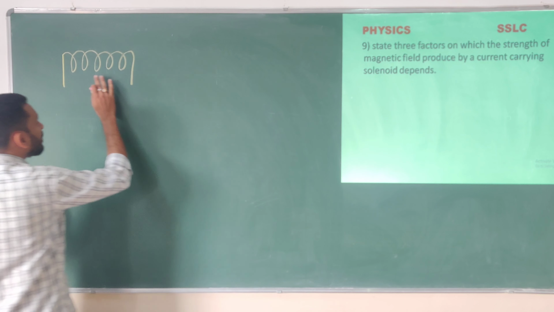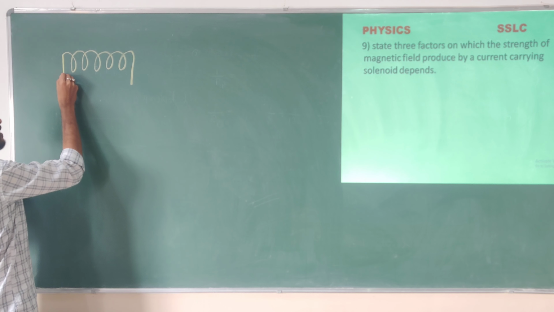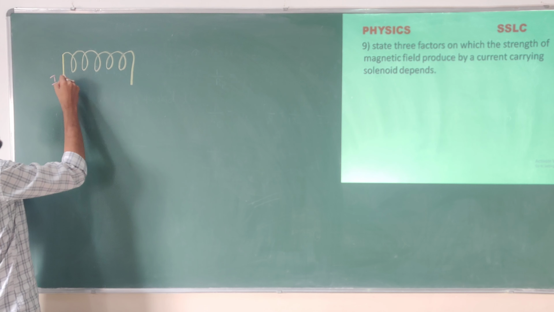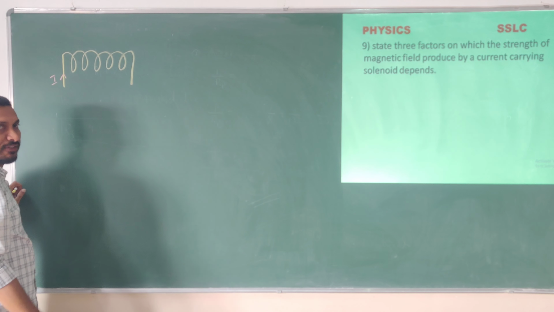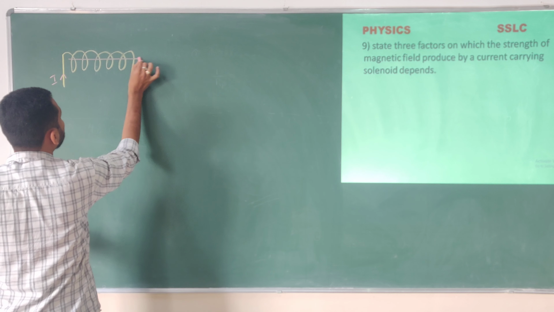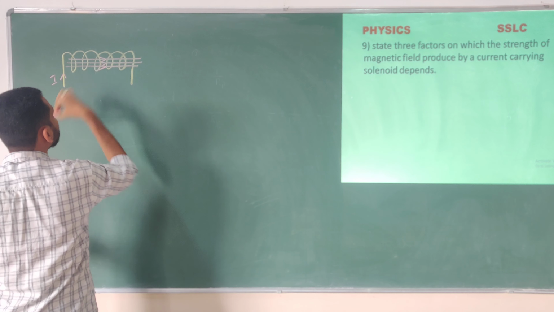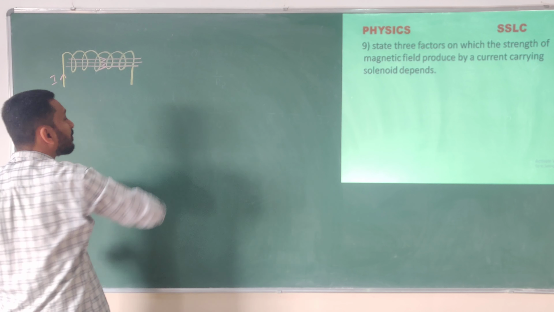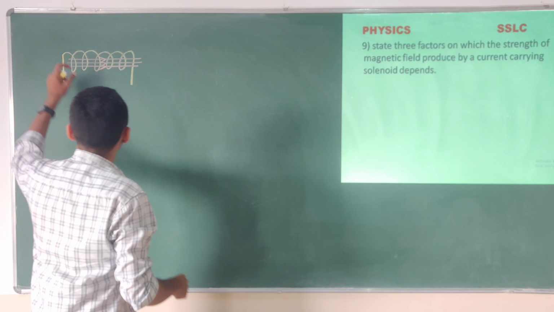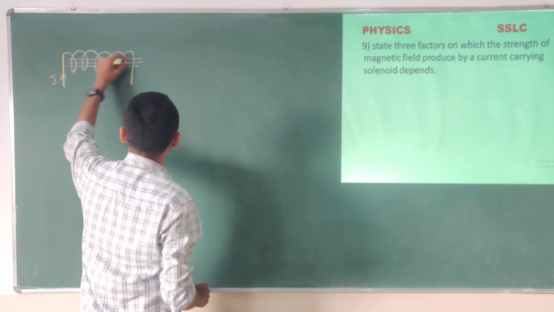Here, how will it produce uniform magnetic field? If a current flows in a solenoid, then it will produce magnetic field inside, something like this, in this direction. Outside the solenoid, the magnetic field is zero. Only the magnetic field inside the solenoid is produced.